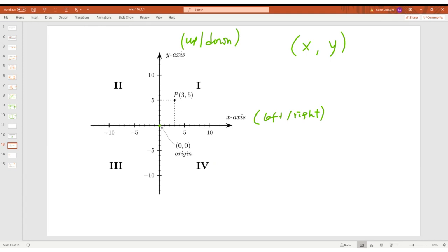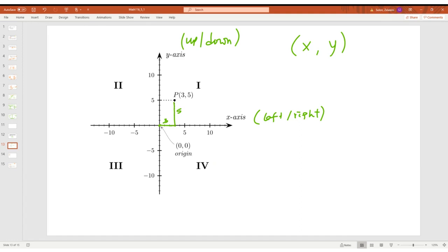So if you see P(3, 5), first, we move 3 units to the right. After that, you have y equals 5. So we move up to 5. So this is 3. This is 5. So we always start from the origin. Then we move x units, whatever x you have. If it is negative, we move to the negative.